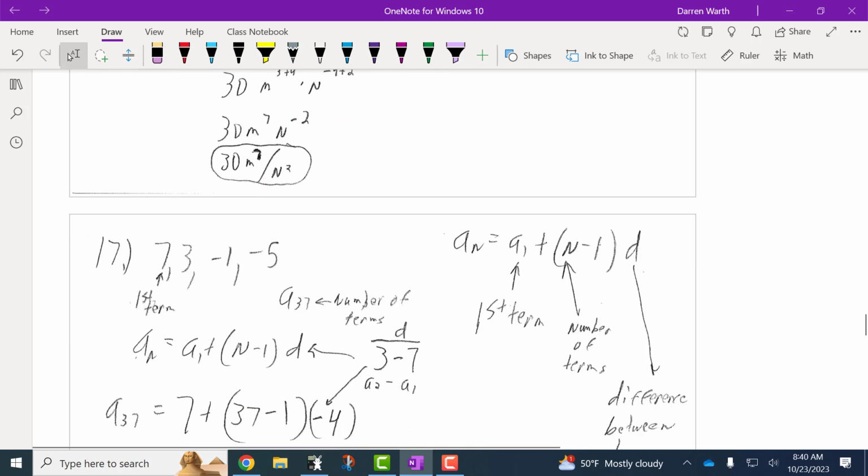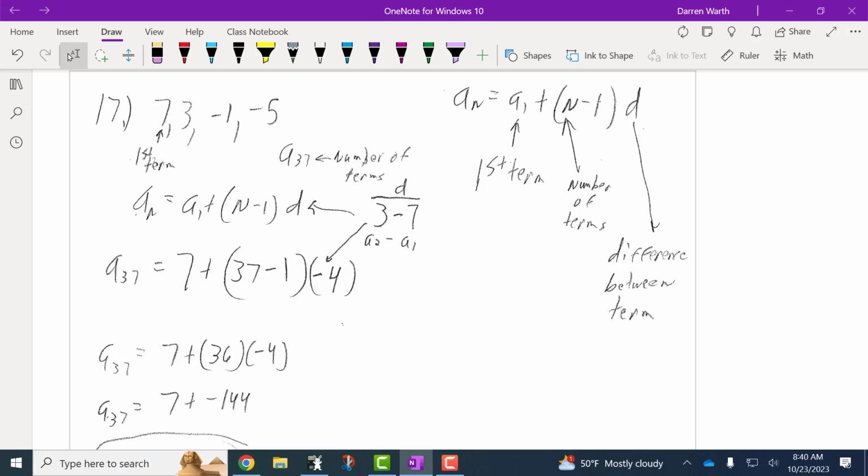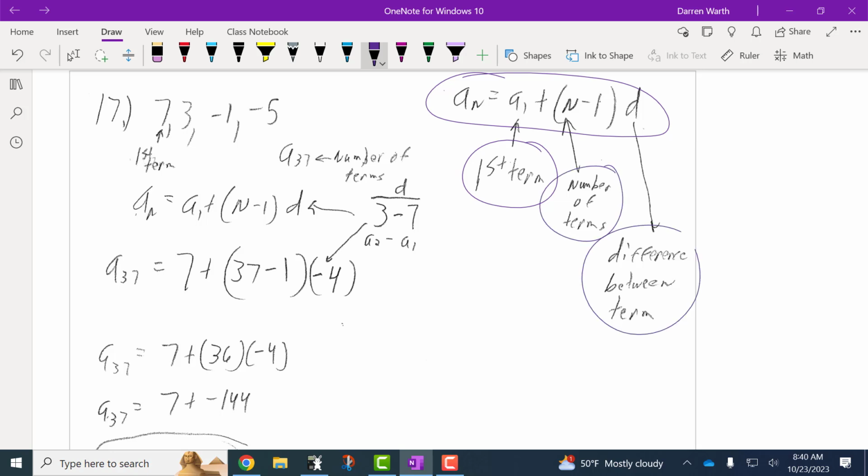Okay, now on the last set of problems, we're going to be dealing with our arithmetic and our geometric sequences. So remember your arithmetic sequence formula, and this is given to you on your test. The arithmetic sequence formula is a sub 1 plus n minus 1 times d. So remember this a sub 1 stands for your first term. N means the number of terms that you're going to be using, and d is the difference between the terms.